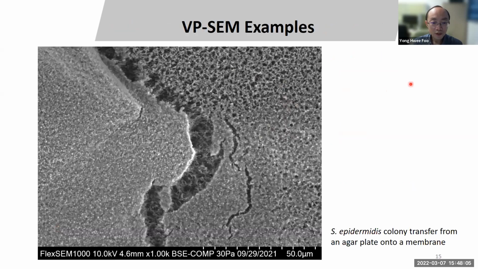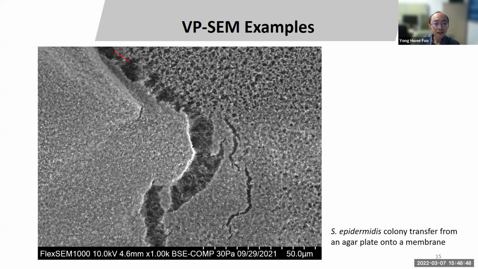So now I'm going to show you some images that are taken from our SEM in SCELSE using the VP SEM mode. Over here, you can see an S. epidermidis biofilm image. How this is done is I transferred the colony from an agar plate directly onto a membrane and just put it under the SEM. There is no additional treatment in between this transfer process.